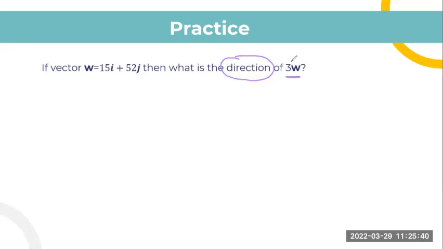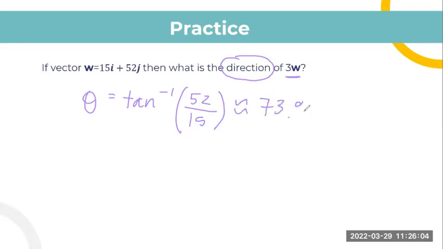So we actually can work smarter here and not harder. We don't even need to calculate vector 3W. If we're solving for the angle and we know that the angle between them is the same, we can simply find the angle of vector W. So inverse tangent of our y component divided by our x component. And that gives me 73.909. But I've got to check which quadrant this falls in. Well, because my x component and my y component are positive, this is quadrant 1. So I don't need to add anything. This is my direction for vector W, which means this is also my direction for 3W. Because we know that the magnitude is changing, however, the direction is exactly the same.